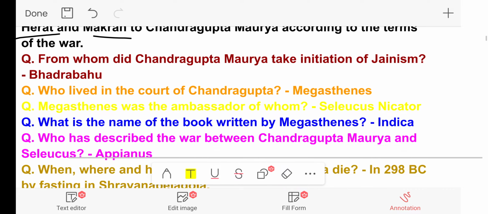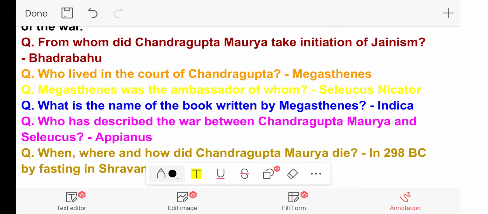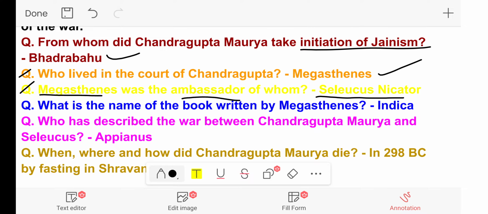Next, from whom did Chandragupta Maurya take initiation of Jainism? The answer is Bhadrabahu. Who lived in the court of Chandragupta? And the answer is Megasthenes. Next, Megasthenes was the ambassador of whom? The answer is Seleucus Nicator. Next is, what is the name of the book written by Megasthenes? And the book is Indica.